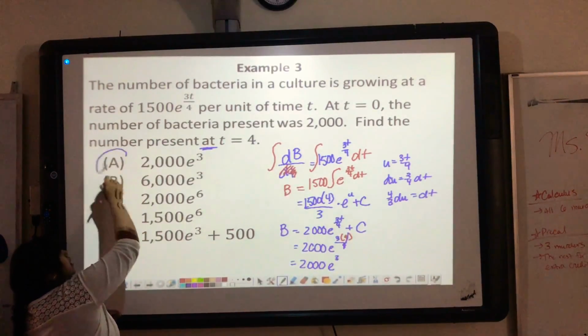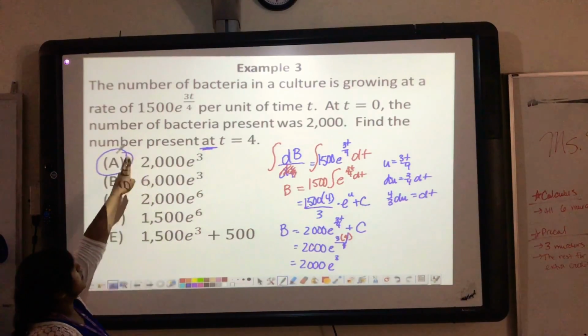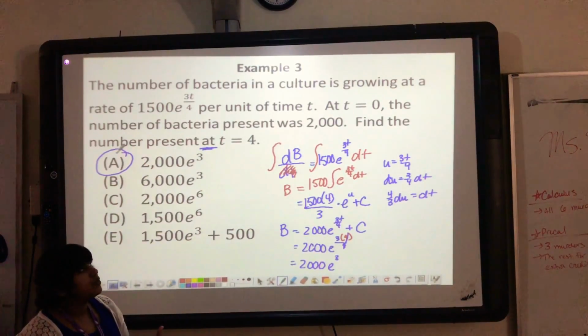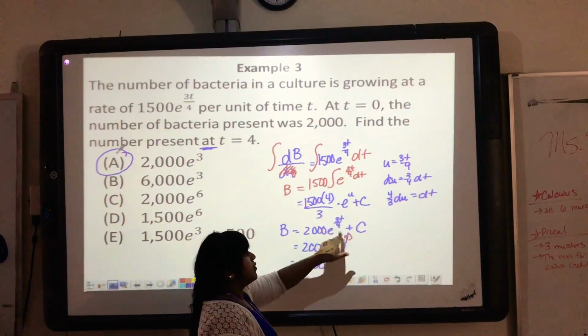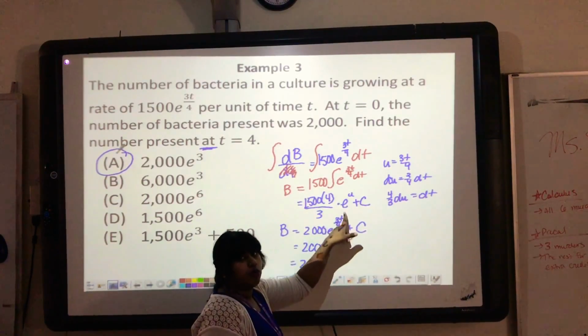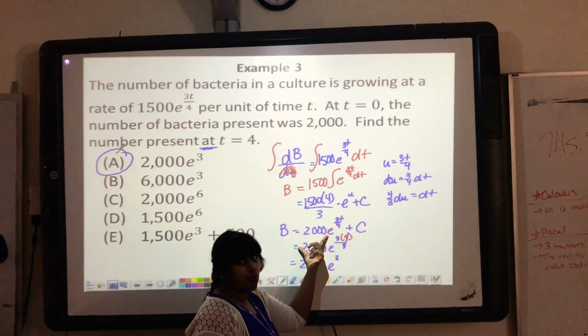Heck yeah, we do. Right here. Okay, so what's the relationship that I showed you earlier? At t equals 0, the number of bacteria present was 2,000. So what does that tell you? When t equals 0, the whole fraction up here becomes 0. So that means e to the 0 is just 1.